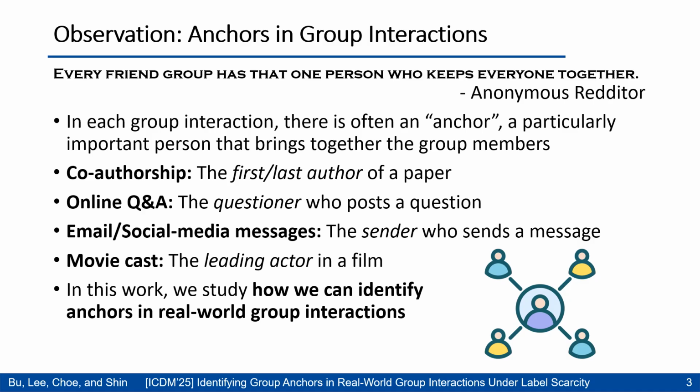One interesting observation we have is that in real-world group interactions, in each group, we often find a particularly important member that brings other members together. For example, for a paper, the first or last author is often the person who initiates the project. For an online Q&A session, it's because of the user who asks the question that all the other users can participate and answer or discuss the question. We call such a person the anchor of the group, and in this work, we study the problem of identifying such anchors in real-world group interactions.